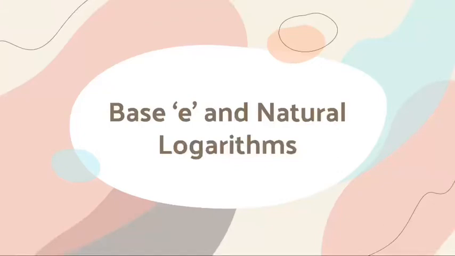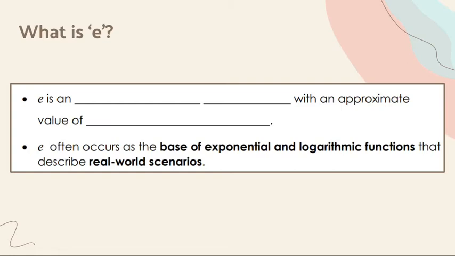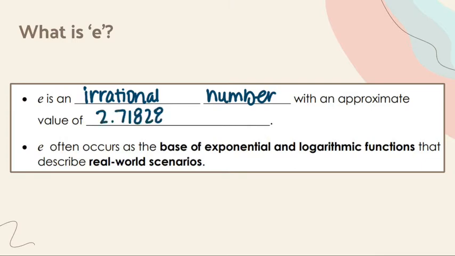Today's video will be about base e and natural logarithms. e is an irrational number with an approximate value of 2.71828..., because it goes on forever. This is very similar to pi, so you should think of e as an actual number with a value, just like pi is equal to approximately 3.14, and not think of it as a variable.